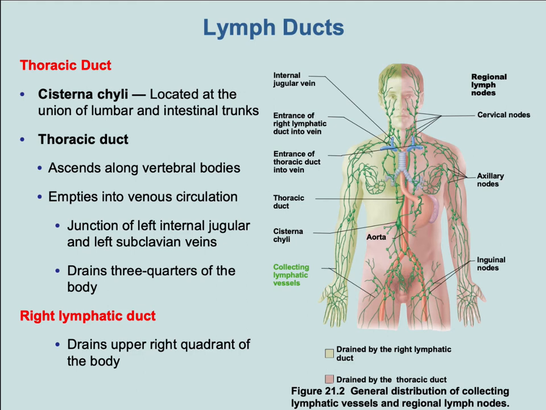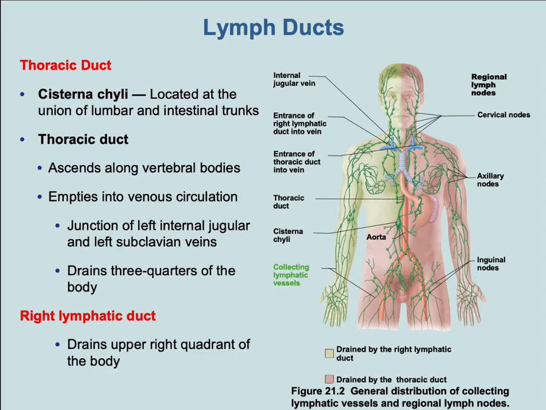And then we have the right lymphatic duct. So we just talked about the thoracic duct, which drains 3/4 of your body. Okay. It drains the left side of the head, the neck, the thorax. It also drains the left upper extremity and the entire lower half of your body. Now the right lymphatic duct.